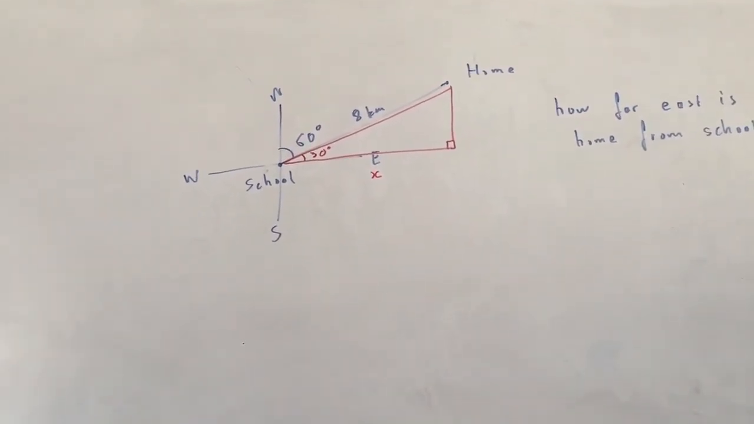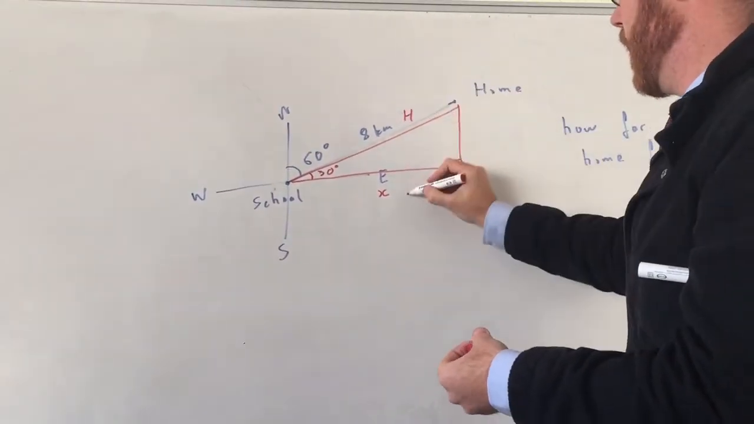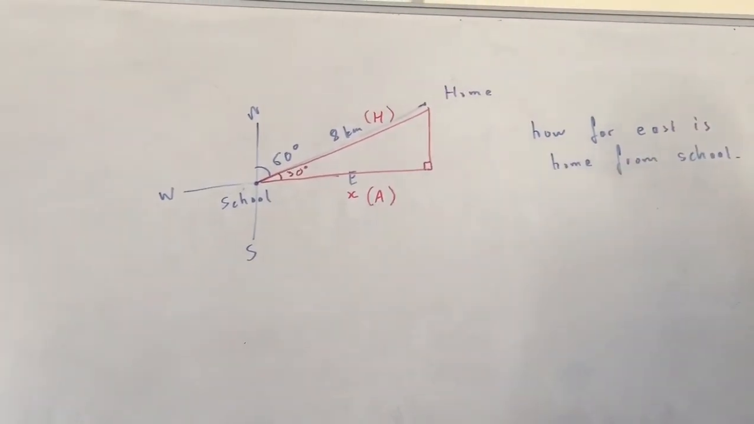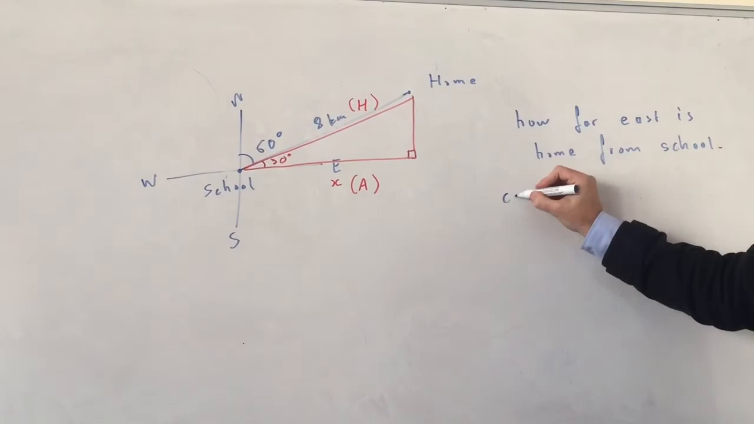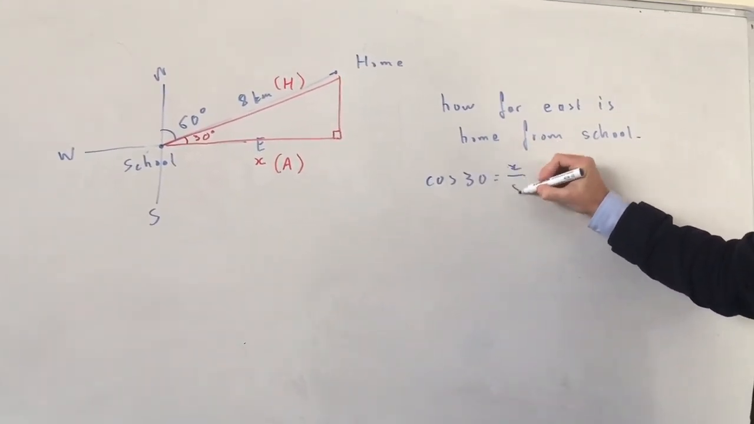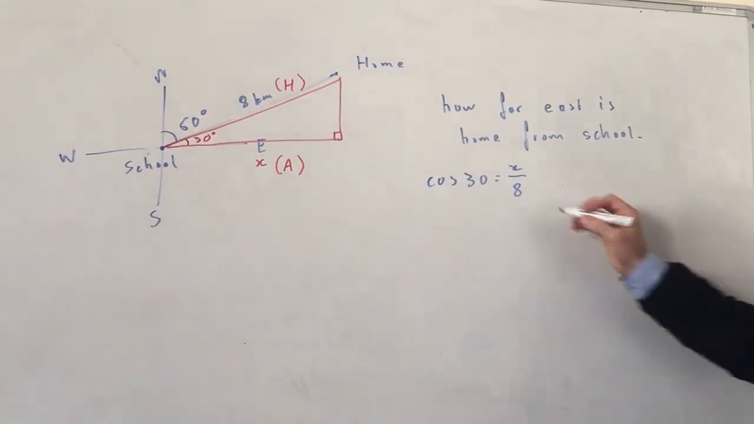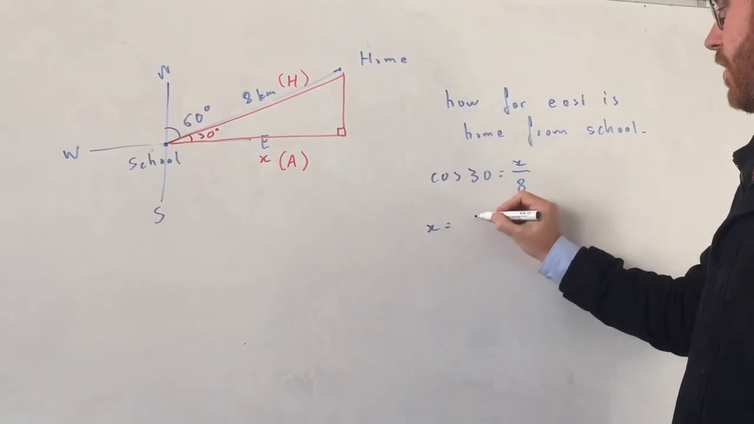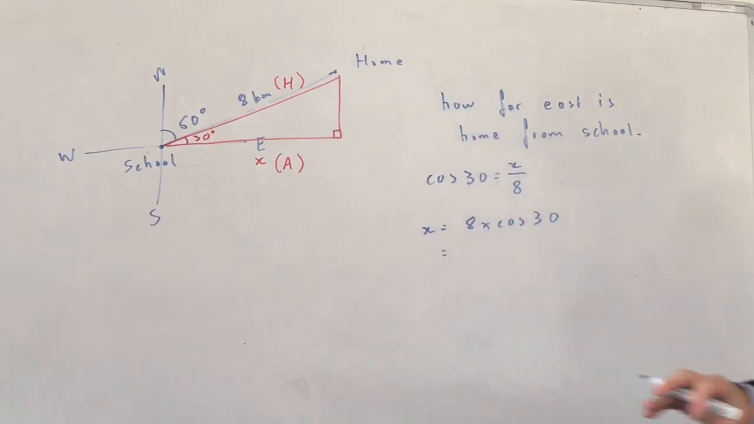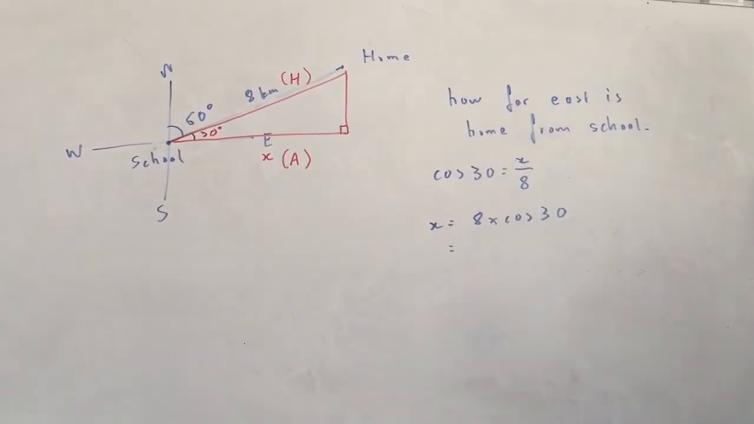So if we were to label this, it would be hypotenuse and adjacent. So we'd be using the cos rule, wouldn't we? So we'd say cos of 30 degrees equals x over 8. And then we'd multiply both sides by what? By 8, you're right, multiply both sides by 8. So x equals 8 times cos 30. And then if someone can get a calculator out for me, I have one here as well. That would tell us how far east we've gone.